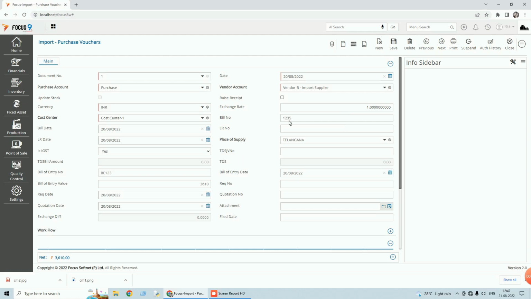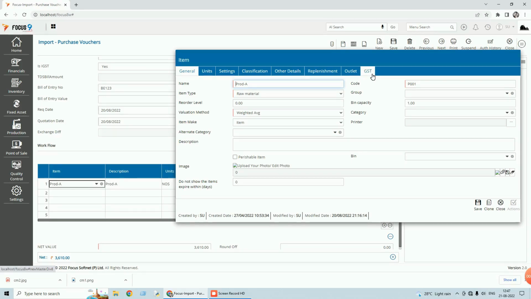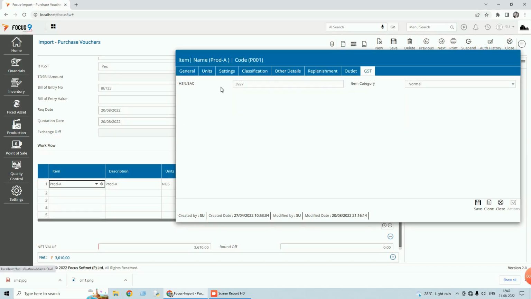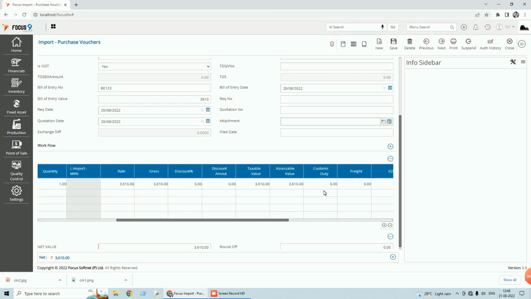Once these settings are done, you also have an HSN code for the product. When you edit this product you have an HSN code, then you have to give the item category here. There are different item categories. If this item falls under the normal category, you select normal. If it is exempted, you mark it as exempted. Now I have selected normal. This is my import posting.